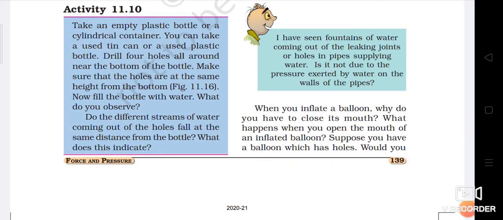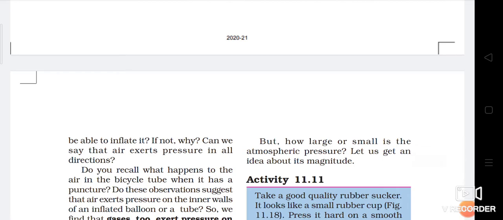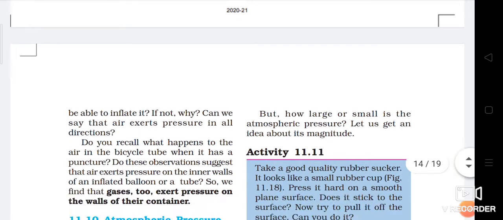When you inflate a balloon, why do you have to close the mouth? What happens when you open the mouth of an inflated balloon? Suppose you have a balloon which has holes. Would you be able to inflate it? If not, then why? Can we say that air exerts pressure in all directions?